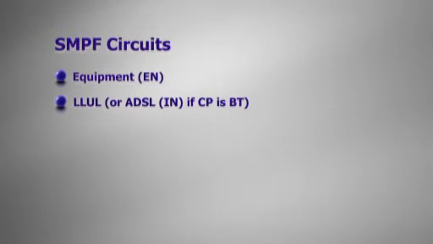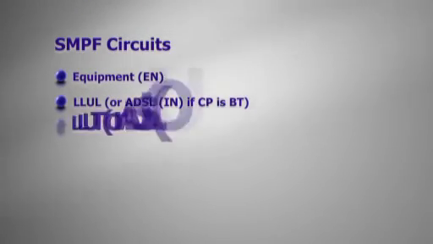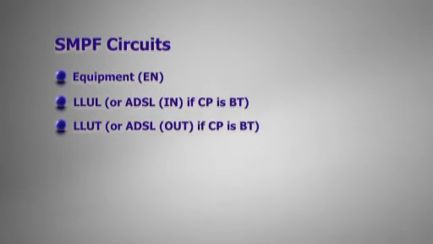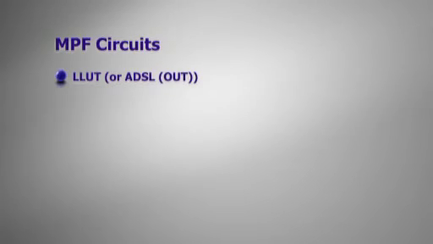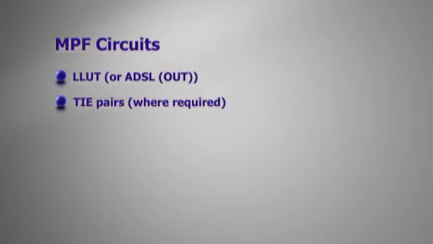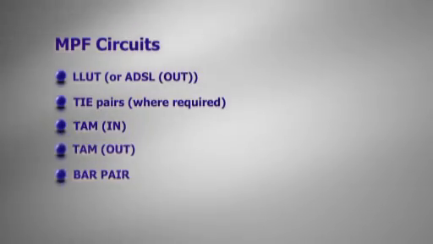SMPF circuits require the following information, preferably with mapping: equipment, EN, LLUL or ADSL in if CP is BT, LLUT or ADSL out if CP is BT, tie pairs where required, bar pair. MPF circuits with or without number portability require the following information, again preferably with mapping: LLUT or ADSL out, tie pairs where required, TAM in, TAM out, and bar pair.